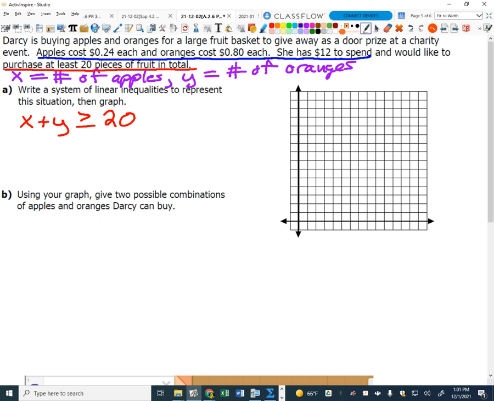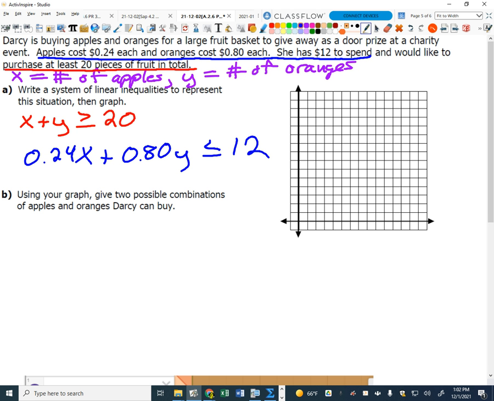Okay, so we just need an expression that's going to predict the cost, right? We know that apples cost 24 cents each, and we're buying X of them. So, okay, good. So we're going to write this in dollars. So 0.24x, that's going to be the cost of all the apples, agreed, in dollars, plus 0.80y, right, has to be less than or equal to the amount of money she's got, which is 12. Okay, make sense?